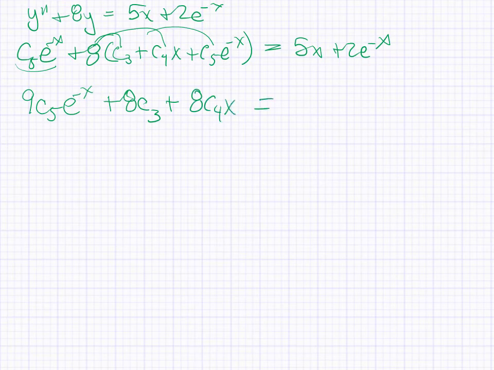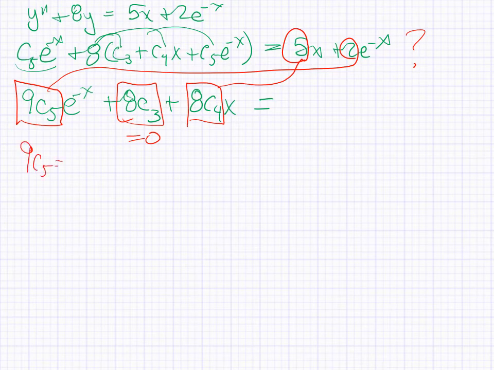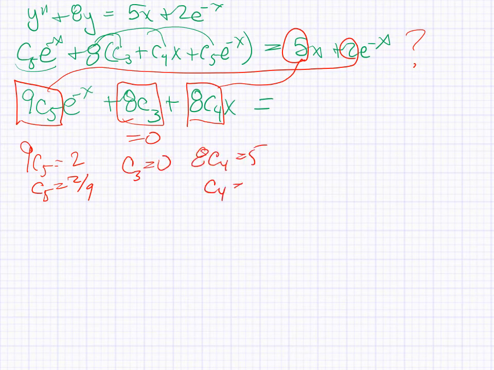Again, matching it up with what's on the right-hand side, this would have to equal 2. This would have to equal 5. And this would have to equal 0 because there is no constant over here. So doing that, we figure out fairly easily that 9c5 equals 2, so c5 equals 2/9. If 8c3 equals 0, then c3 equals 0. And if 8c4 equals 5, then c4 equals 5/8. Okay?